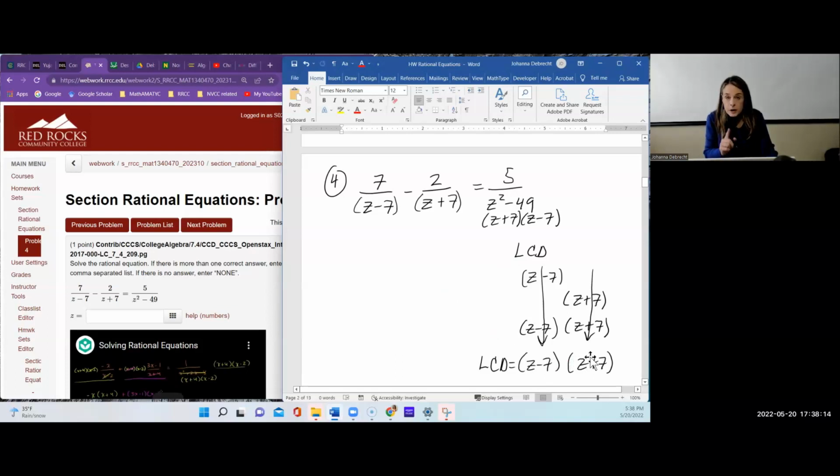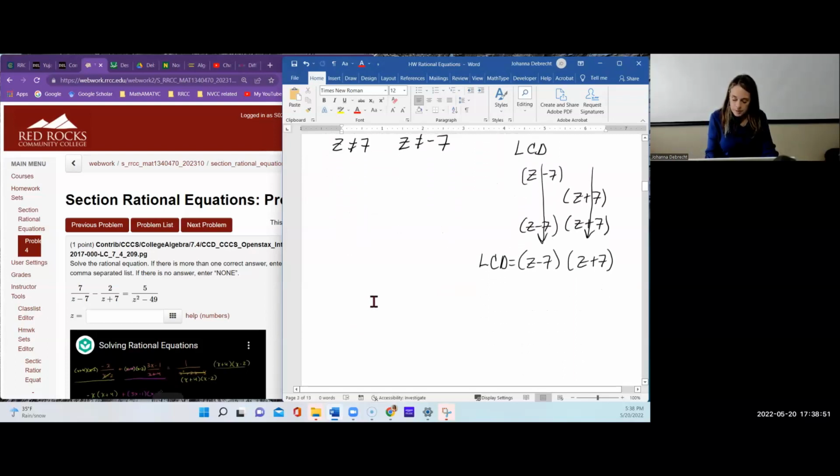But wait, before we go any further, let's figure out what z cannot be. When I'm looking at this denominator, z minus 7, I note that z cannot equal 7. When I'm looking at the second denominator, I note that z cannot be negative 7. Because the factors here are identical to these two, it doesn't add any new information. These are the restrictions on my original domains. Z is not 7 and it's not negative 7. That causes division by 0, which is not allowed.